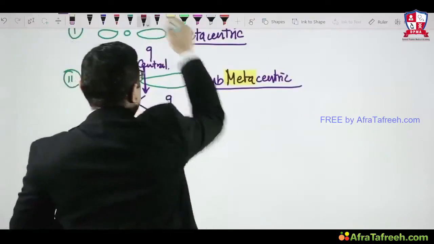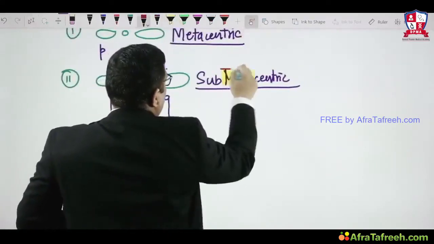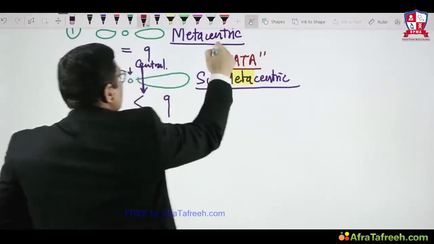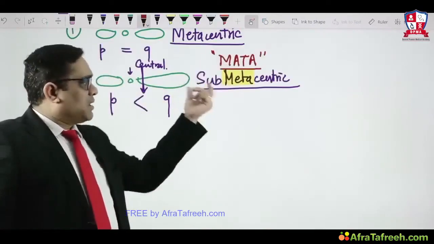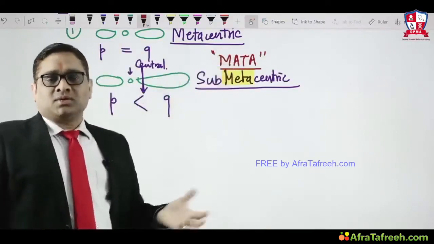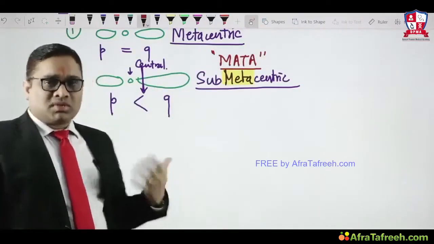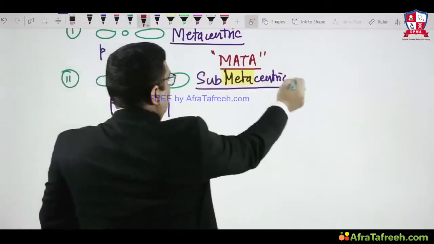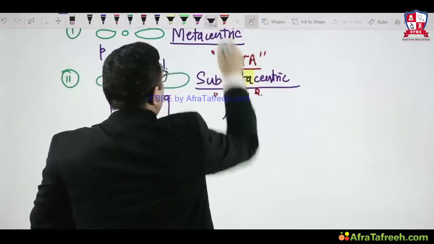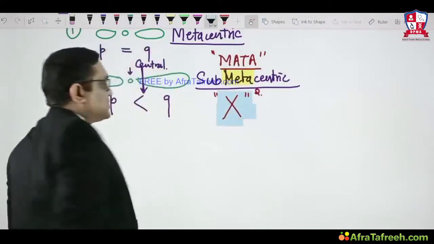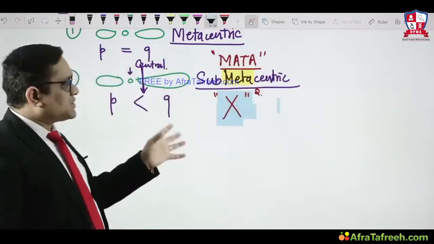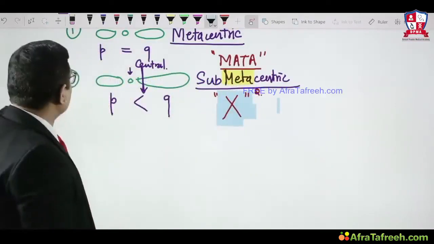Submetacentric, just this meta spelling I am going to change to M-A-T-A, mata, right? Sub mata. Sub in Hindi means all, and mata means mothers. So all mothers are female. So submetacentric: all females have X chromosomes. That was an All India question, right? What are the X chromosomes? Submetacentric. So X chromosomes are submetacentric chromosomes, right?